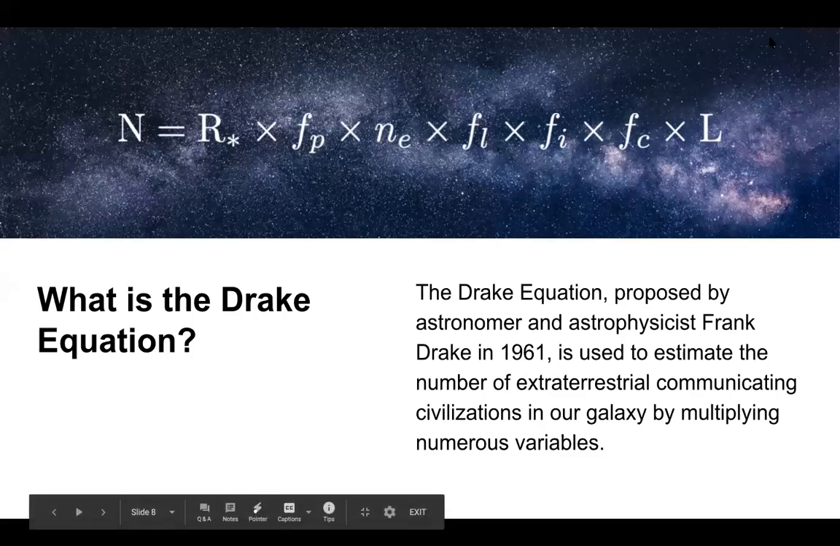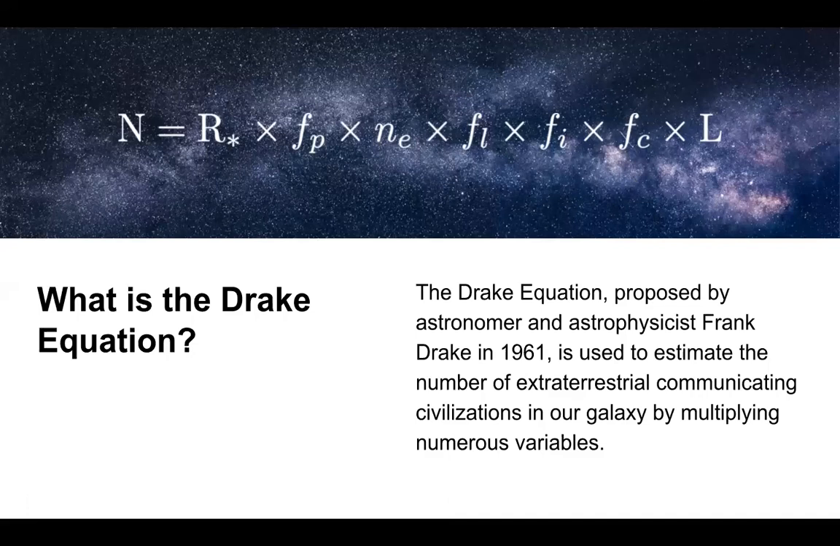What is the Drake equation? The Drake equation, proposed by astronomer and astrophysicist Frank Drake in 1961, is used to estimate the number of extraterrestrial communicating civilizations in our galaxy by multiplying numerous variables. The variable N is the number of civilizations in our galaxy whose electromagnetic emissions are detectable. Variable R is the rate of formation of stars fitted for the development of life. Fp is the fraction of those stars with planetary systems. Ne is the number of planets per solar system with an environment suitable for life.